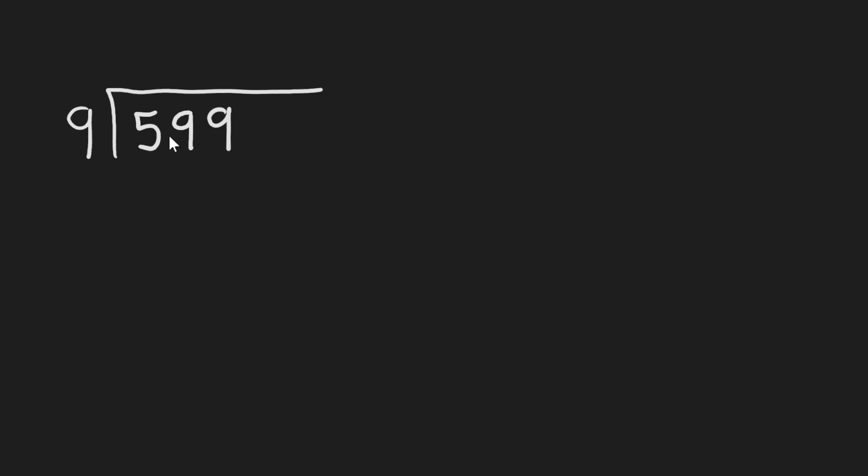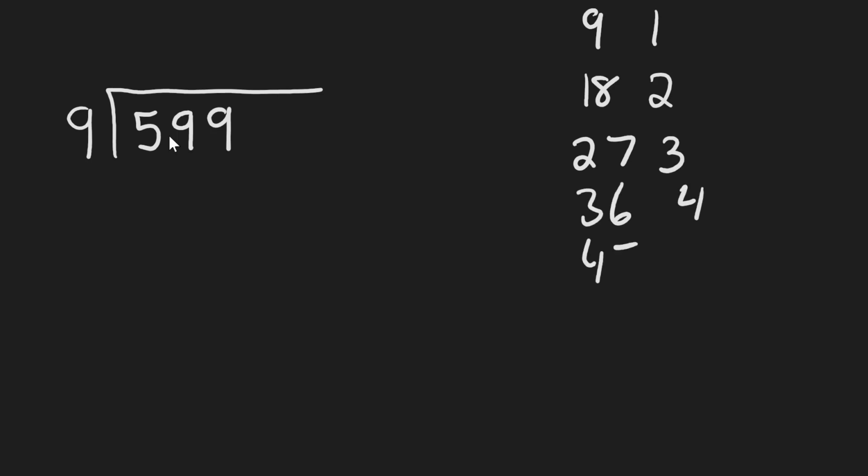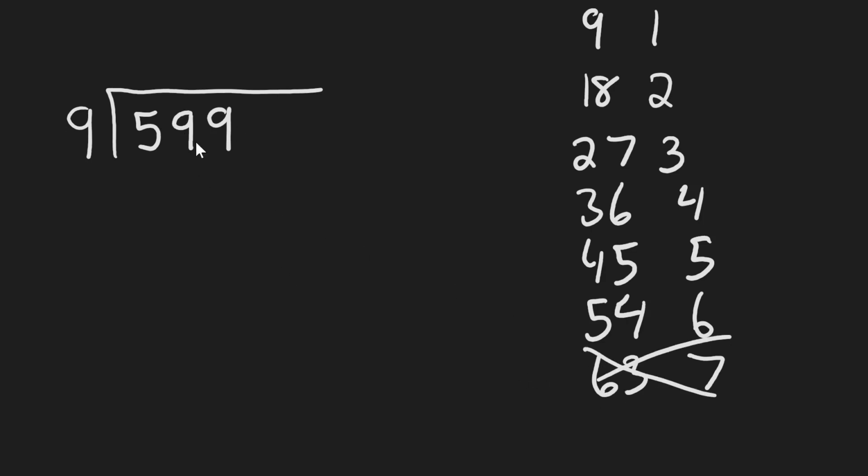How many times? Well, 9 goes into 9 once, 18 twice, 27 3 times, 36 4 times, 45 5 times, 54 6 times, and 63 7 times. Now 63 is bigger than 59, so we can discard this. The most 9 goes into 59 is into 54, and it goes into 54 6 times. 9 times 6 is 54. So we write this 6 up here and subtract 54.